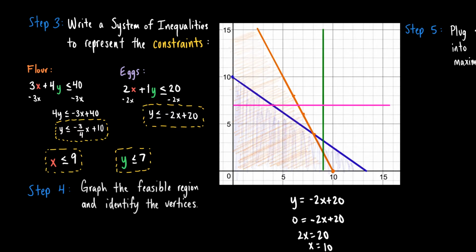We're only shading below the orange line. Notice how I'm not bothering to shade over in the negatives because we can't produce a negative amount of cakes. So, all right, what else do we need to shade? We need to shade everything less than or equal to 9.